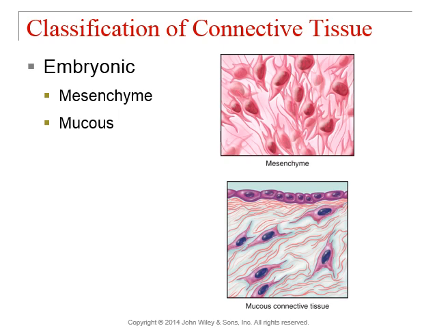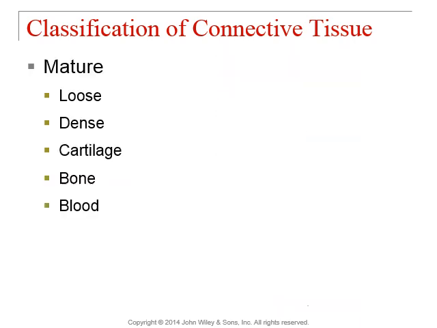So classification of connective tissue comes in two forms. We have embryonic and mature. For embryonic, we have the mesenchyme and mucosal. Mesenchyme is going to be the starting tissue before it differentiates into different types of mature connective tissue, as we'll see in a couple slides. Now, out of the mature tissue, we're going to find loose, dense, cartilage, bone, and blood.